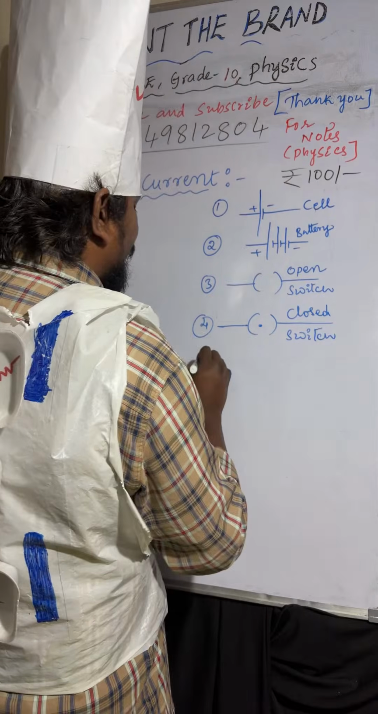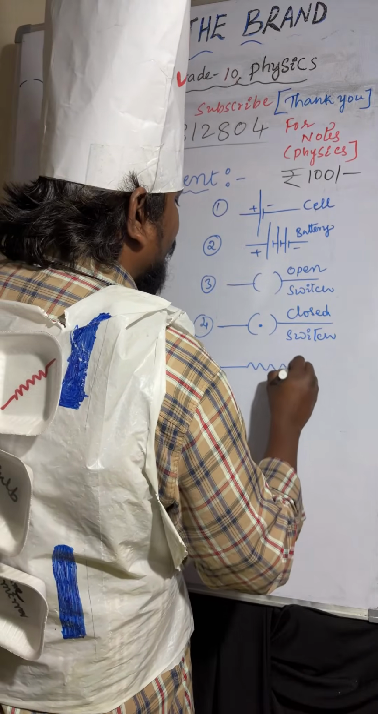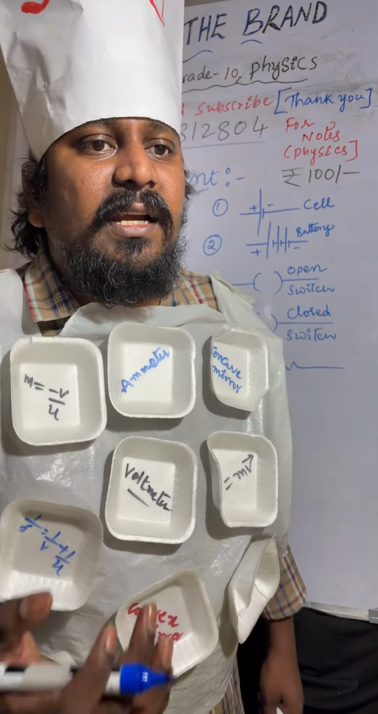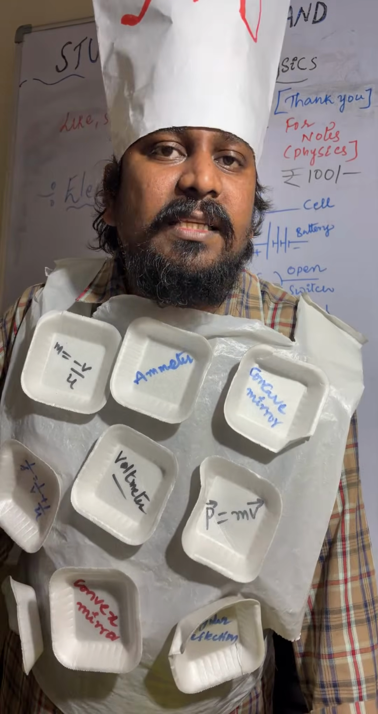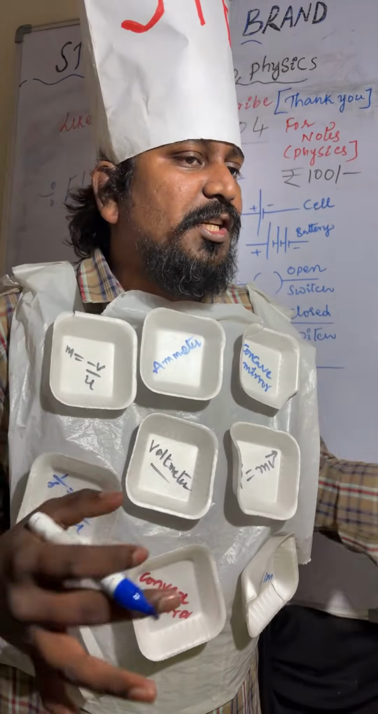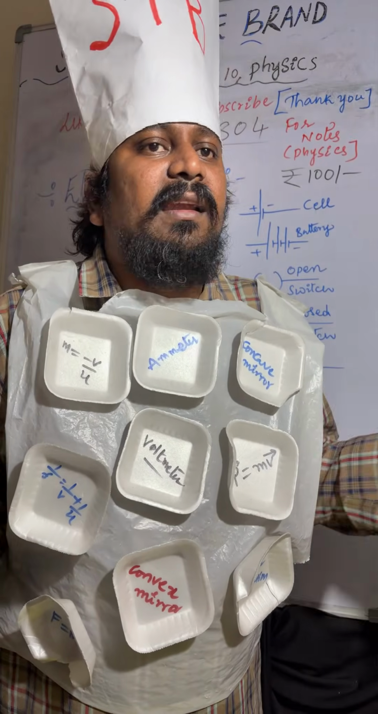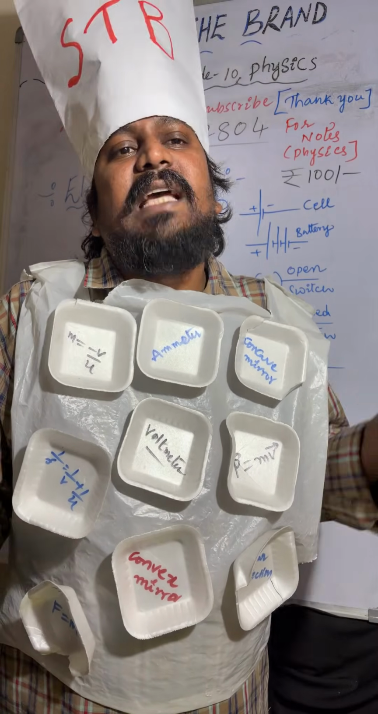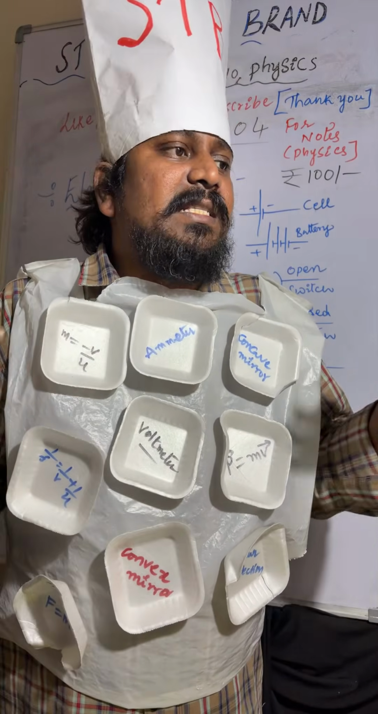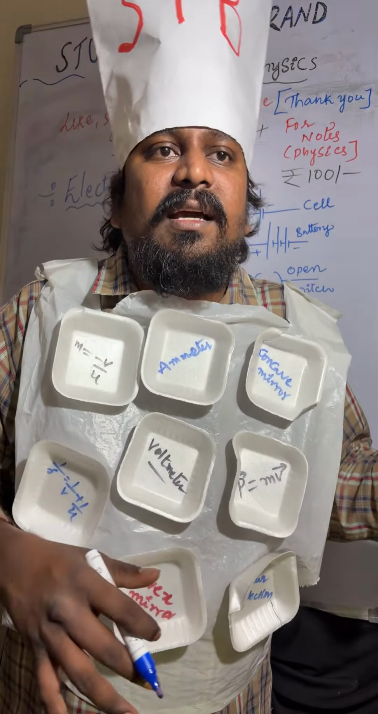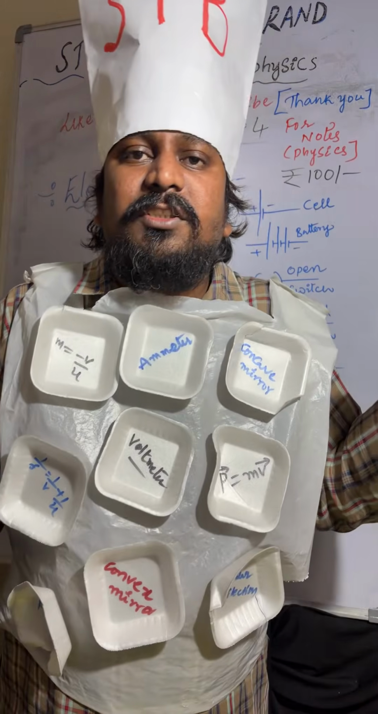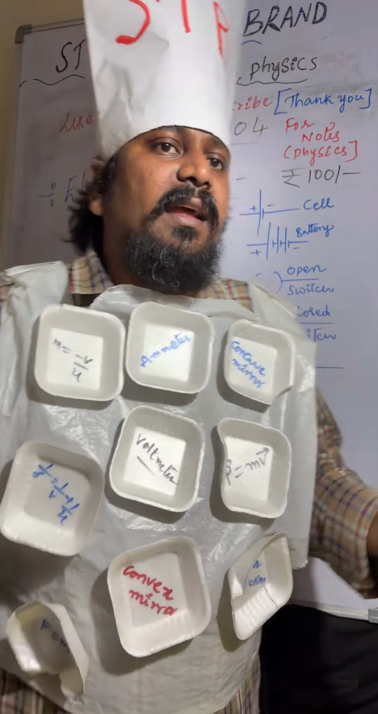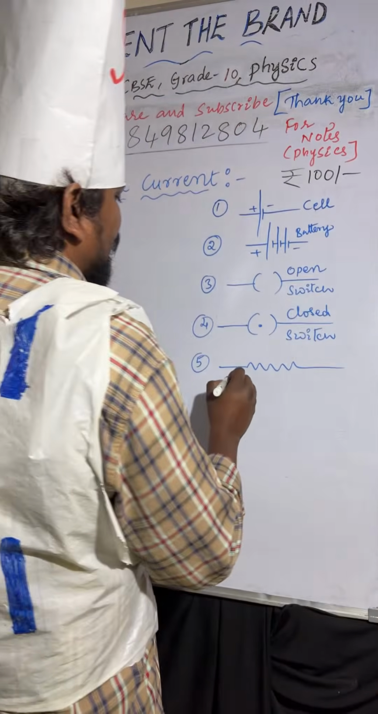And next one, fifth one is resistor. This is a resistor. Resistor is a device which is used to oppose the electric current in the circuit. Resistance is a phenomena of opposing the electric current.